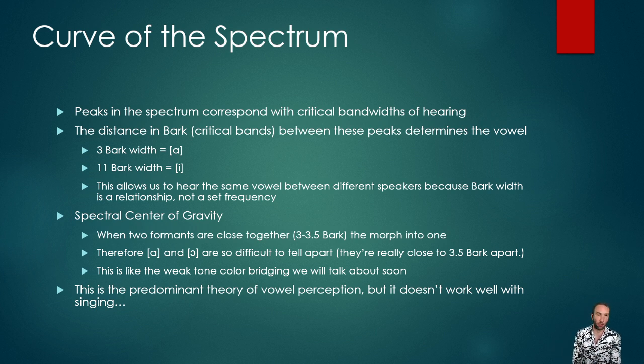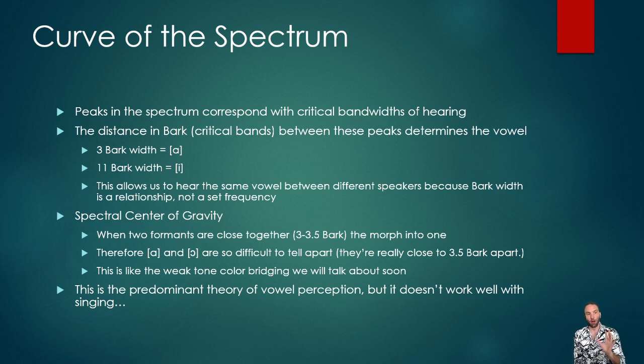So then we have this idea of the spectral center of gravity, which is really important when we talk about the singer's formant. Basically, two formants that are close together, within 3 or 3.5 bark, will end up morphing into one formant. So we won't be able to resolve the differences between those. They won't have a good resolution in our hearing.